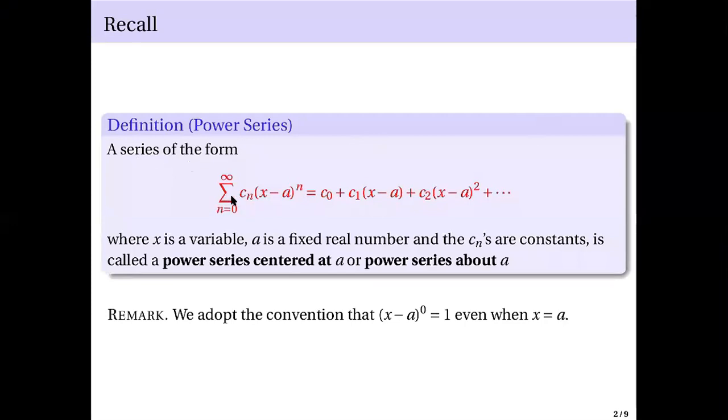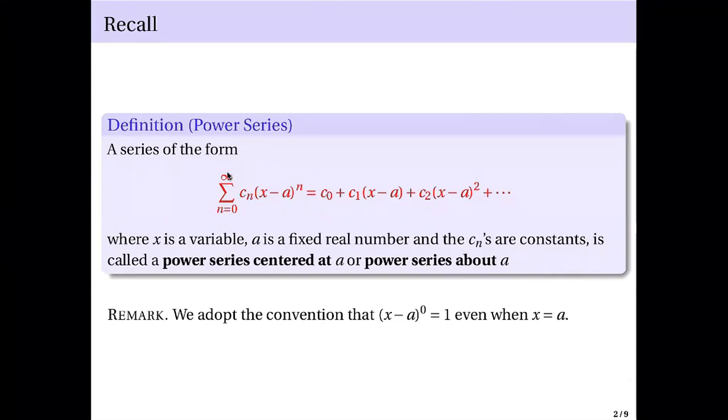So first, the definition of the power series. A series of the form sum from n equals 0 to plus infinity of c sub n (x minus a)^n, and this is expanded as c sub 0 plus c sub 1 (x minus a) plus c sub 2 (x minus a)^2 plus so on, where x here is a variable, and a is a fixed real number, and your c sub 0, c sub 1, c sub 2, etc., are constants. Okay. This one is called a power series centered at a, or power series about a.